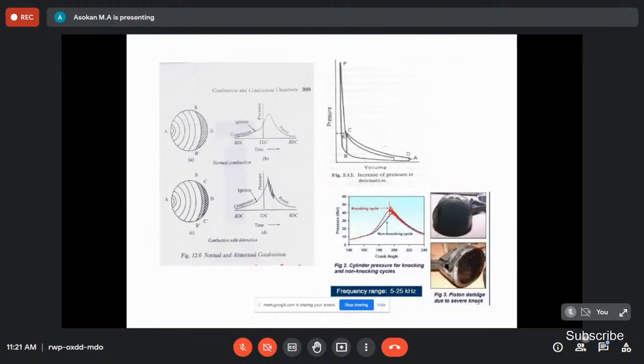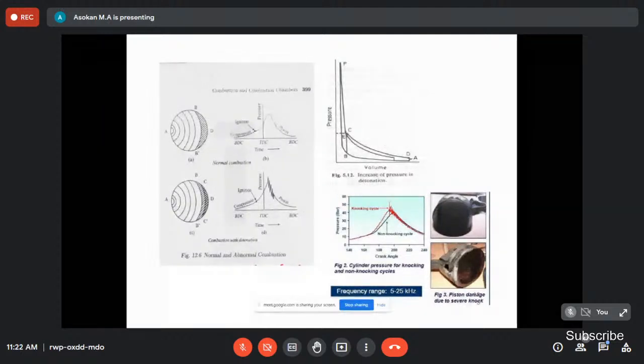But in the case of the second one, the flame travels up to B dash. After B dash, there are two different shaded portions, right? So C dash D is the auto ignition part. There the flame travels in the opposite direction. It meets, so that the vibration takes place. That is knocking combustion.